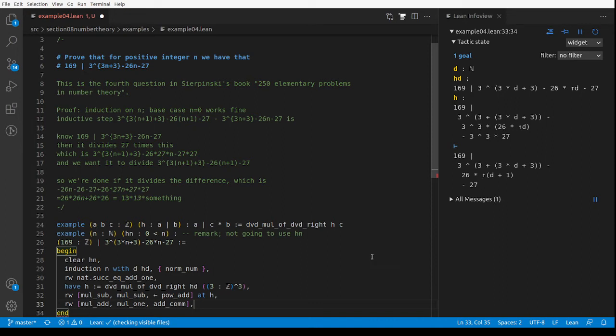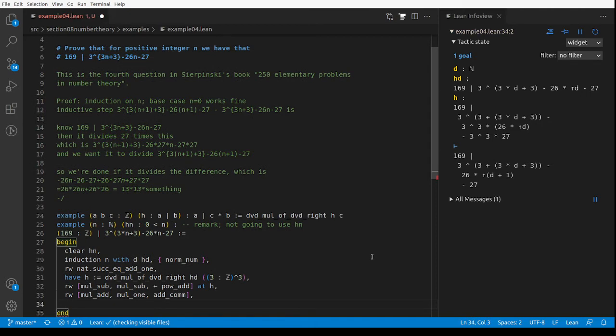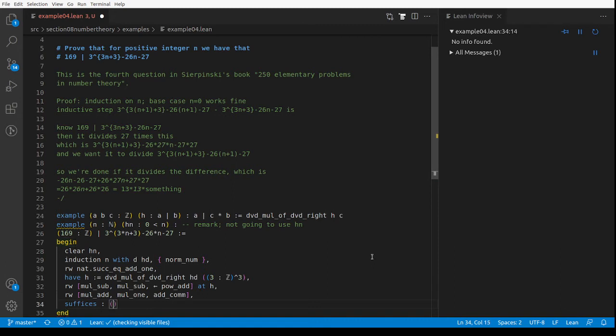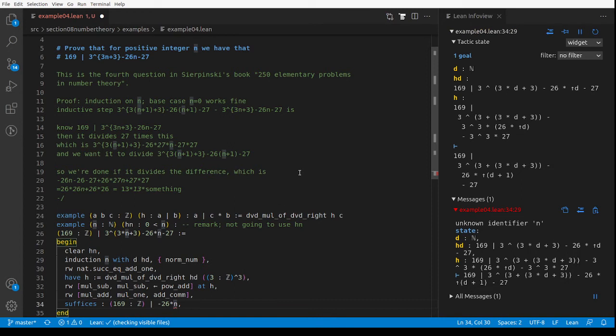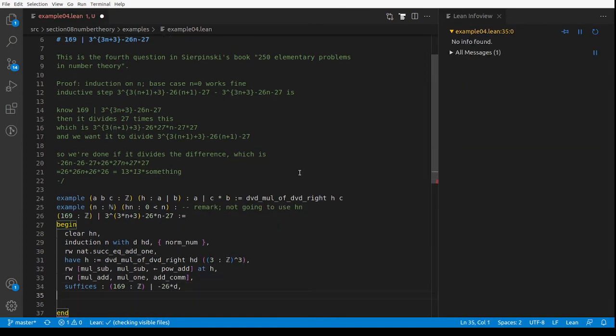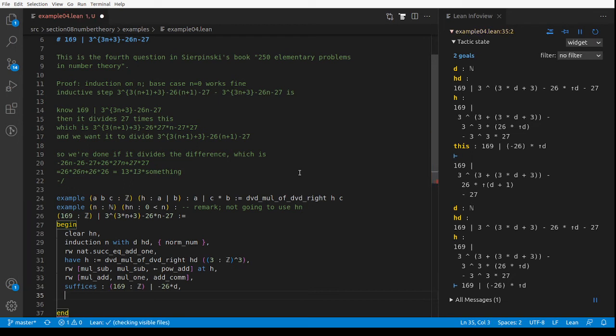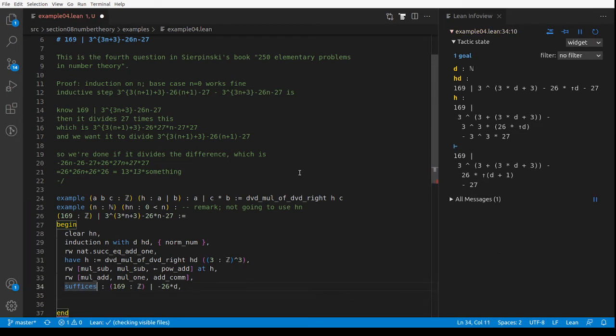And now the trick is, it suffices. So now I should figure out what's going on. I claim it suffices that the integer 169 divides something like this thing here minus 26 times n, whatever. And did I put the wrong divides? Yes, I did. Oh, and I haven't got an n, it's 26 times d. So that's not right, but we'll get to that in a minute. So suffices, what should we call that?